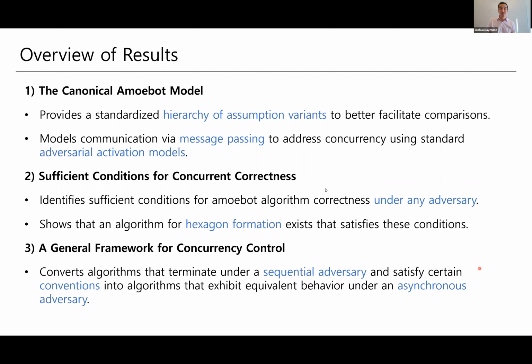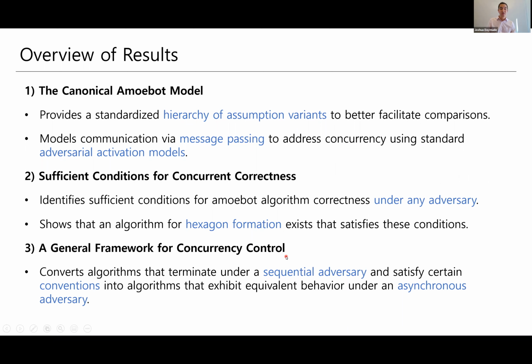The second thing we'll do is start to tackle this concurrency problem. So we'll identify a set of sufficient conditions for an Amoebot algorithm to be correct under a concurrent adversary. And after identifying those sufficient conditions, we will give a hexagon formation algorithm that actually satisfies these conditions.